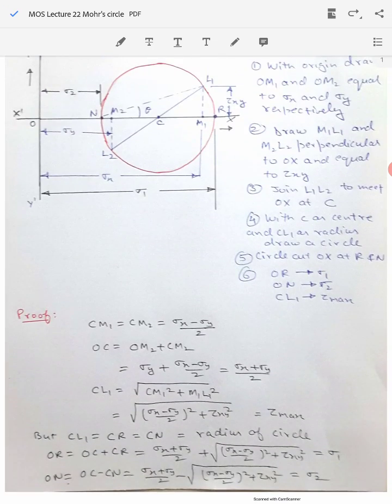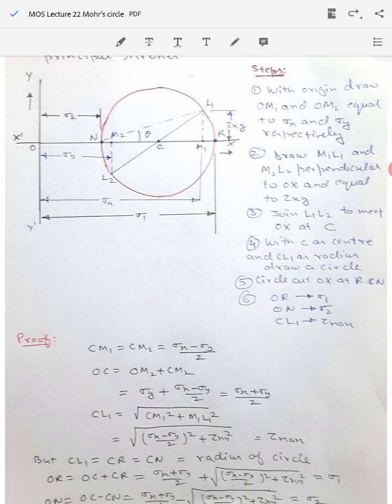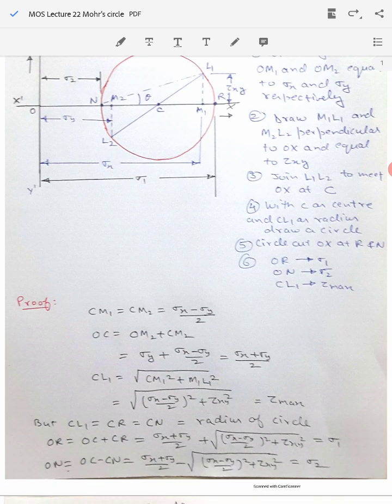Now the angle L1 and R will be equal to half of the angle L1 C M1. You can see here, this is L1 and R, and this is L1 C M1. So from the property of the circle, we know that angle L1 and R will be half of the angle L1 C M1. What will be the value of angle L1 C M1? From the triangle L1 C M1, let me define this angle as 2 theta.